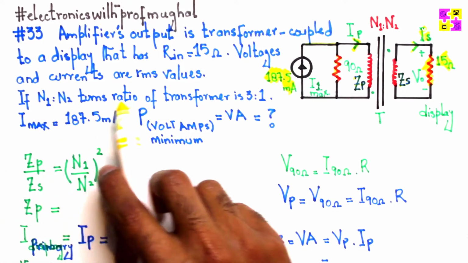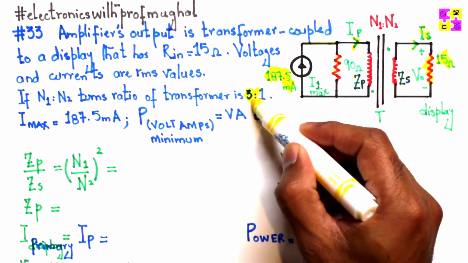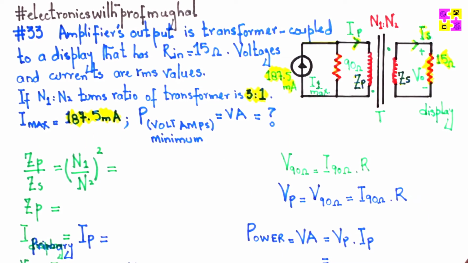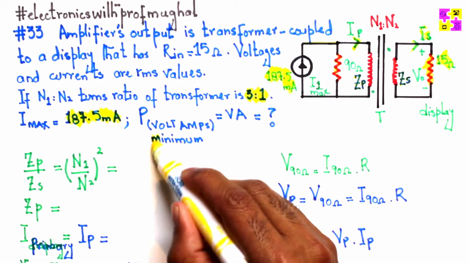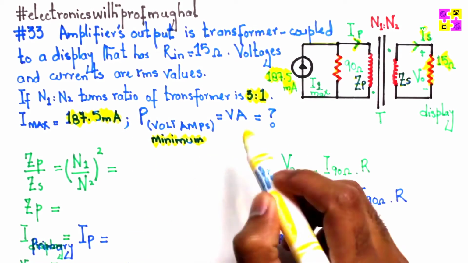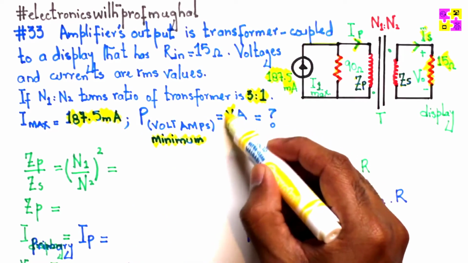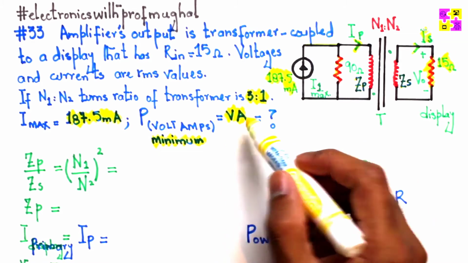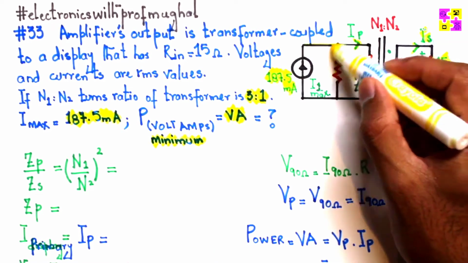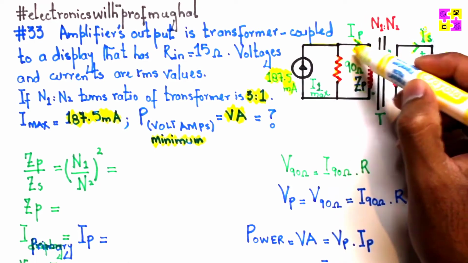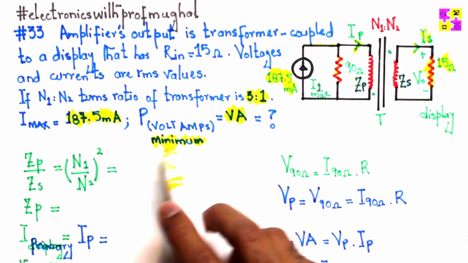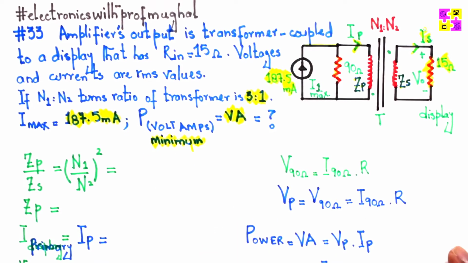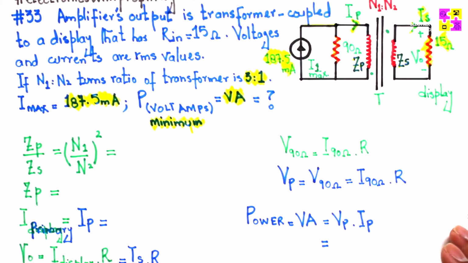If the N1 to N2 turns ratio of the transformer is 3:1, with Imax being 187.5 milliamp, we have to find out the minimum power rating of this circuit, right? Which is simply going to be a product of VA, expressed in volt amps. So if we can find out VP and IP, we can take a product to find out the minimum volt amp reading of the transformer, correct? Now, how do we go about solving something like this?